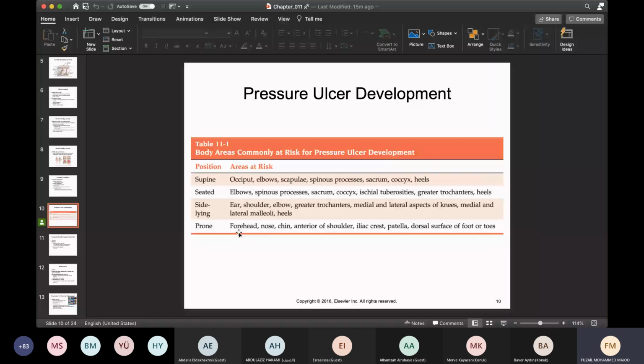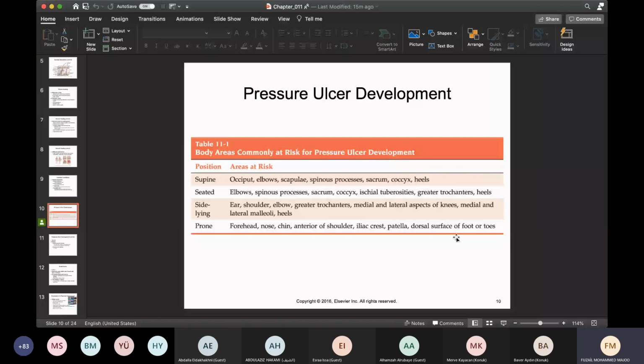If the patient is prone, then the areas that are most susceptible to pressure ulcer formation would be the forehead, the nose, the chin, the front part of your shoulders, the iliac crest, patella, and again the dorsal surface of your feet as well as toes. Why? Once again, these are the parts that are in most contact with the bed or the area that they're lying down on.